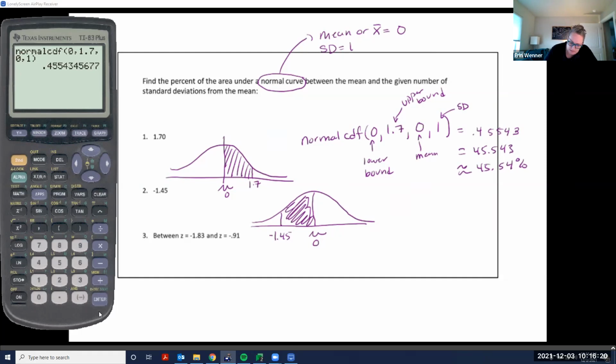And so for this one, because when we're putting this in, we've got the normalcdf, and we always list the lower bound first. And so for our lower bound, we've got negative 1.45. Our upper bound is 0. We then still have 0 and 1. It's always going to be 0 and 1 in those second 2 positions. And I want you to go ahead and do this calculation yourself and send me your answer as a percentage rounded to 2 decimal places.